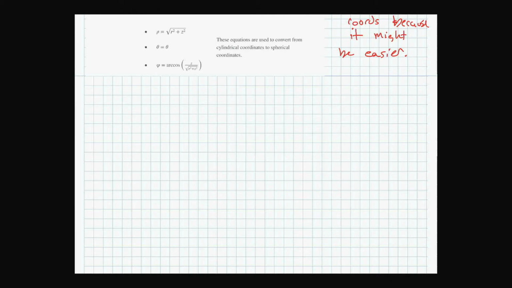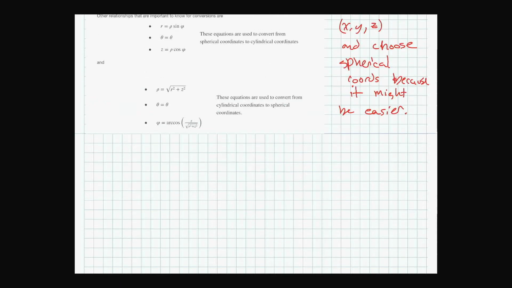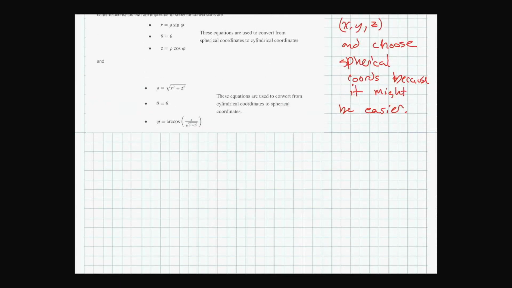What we want to do now is try to come up with how you might get a volume integral. I'm missing a picture here.